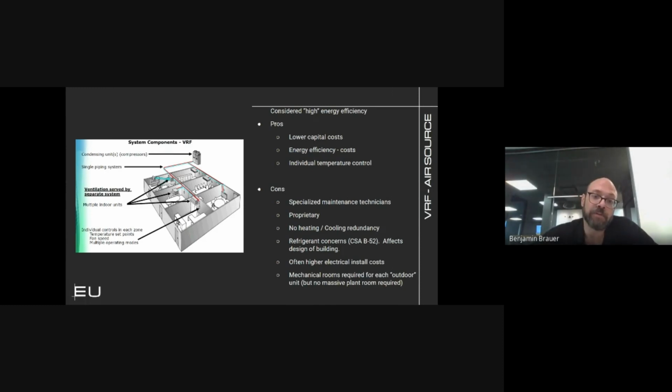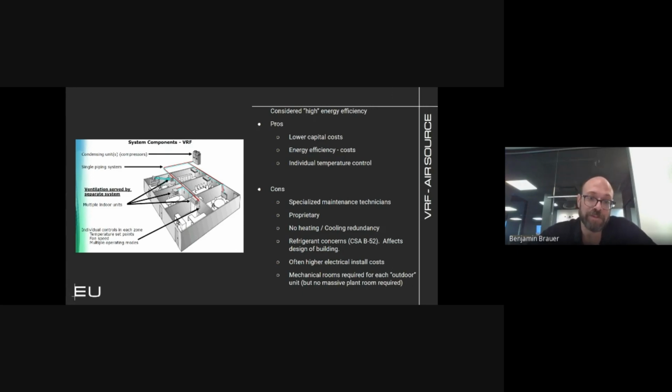It's much easier to do with more generic control systems like Delta or control solutions and such. There's no heating, cooling redundancy like there can be with fan coils. CSA B52 refrigeration code restricts the amount of refrigeration that can go into the building, due to the weight of refrigerant being heavier than air, and there is a slim possibility of occupant suffocation.